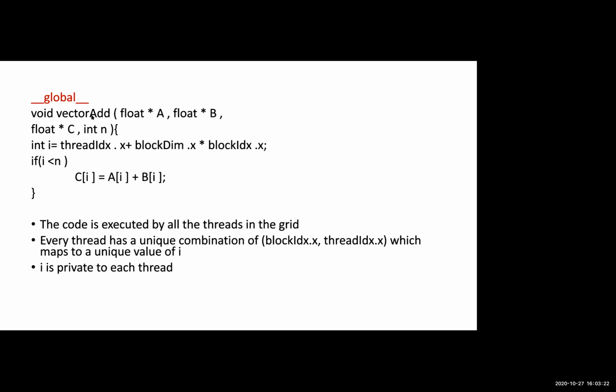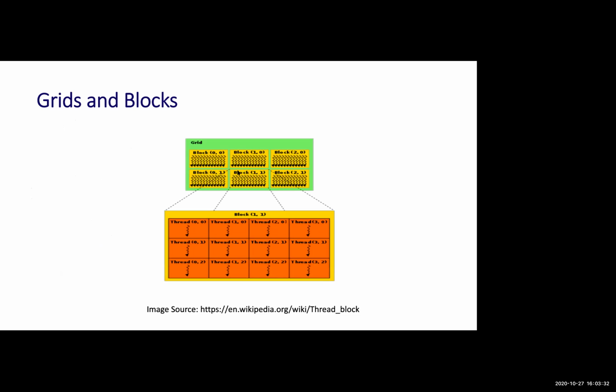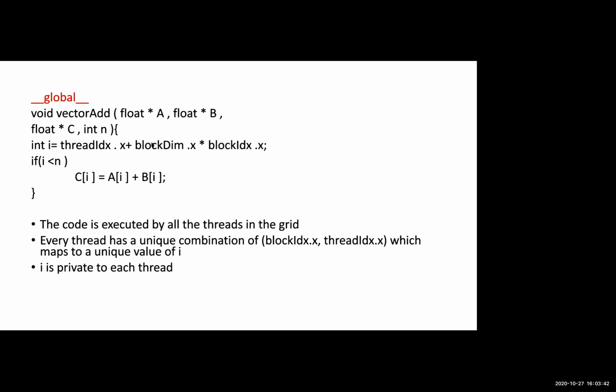Okay, you have vector add, and this is for calculating the ID for the thread. You have so many threads here, and you need to give an ID to each thread. So this is thread 0, 0, 0 of block 1, 1. From this calculation, the thread will be given an ID.